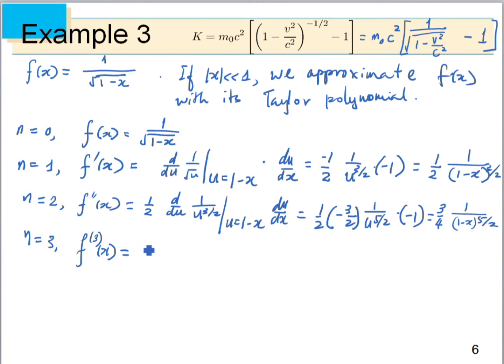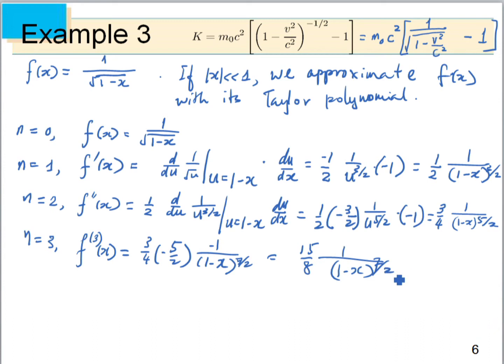所以 chain rule 我就直接做，不用再详细的写。Alright, 所以这个 chain rule 直接得到的就是这个 chain rule 得到的结果，微分的结果是负5/2乘上-1 over 1 minus x 的7/2. Right? So this is the result of my chain rule. I get 15 over 8, 1 over 1 minus x to the power of 7 over 2.